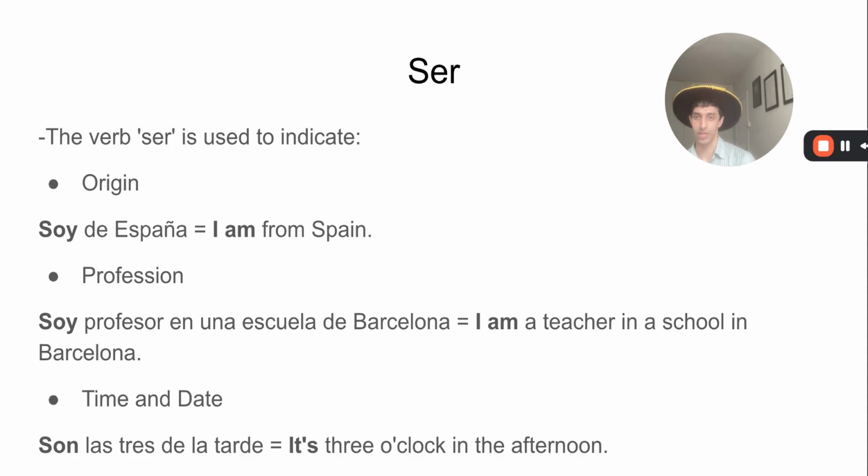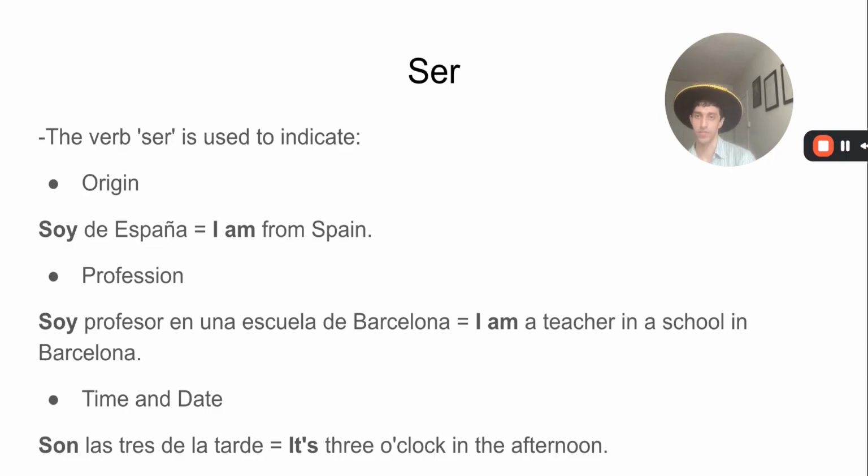If you're talking about professions, you would use ser as well. So you could say, for instance, "soy profesor en una escuela de Barcelona," meaning I am a teacher in a school in Barcelona. You definitely wouldn't say "estoy profesor." That definitely seems wrong. You would use the verb ser when talking about professions.